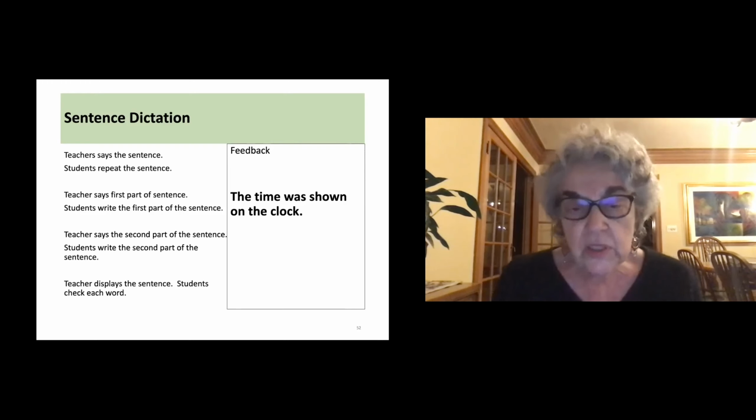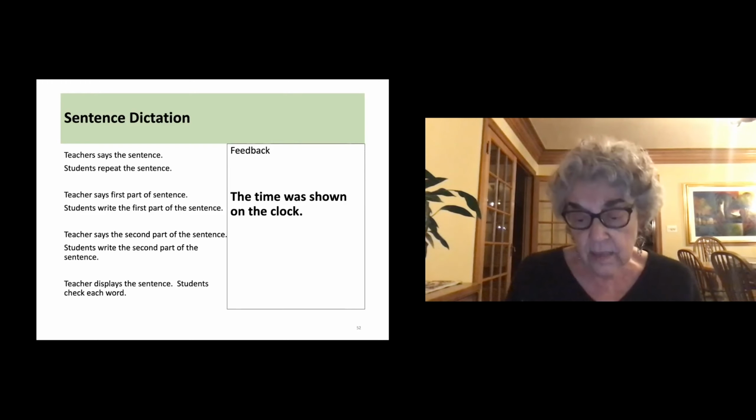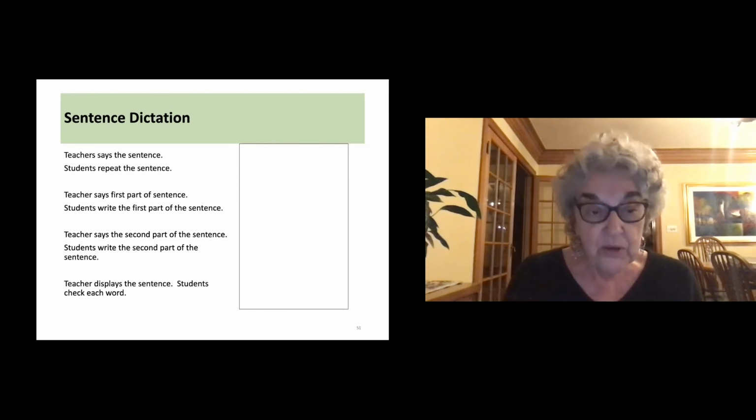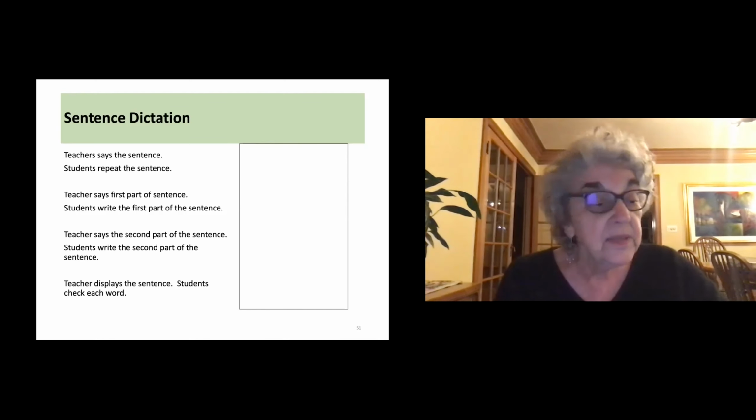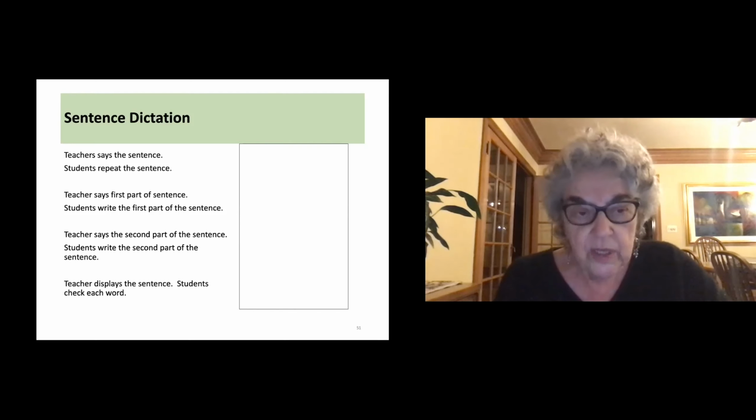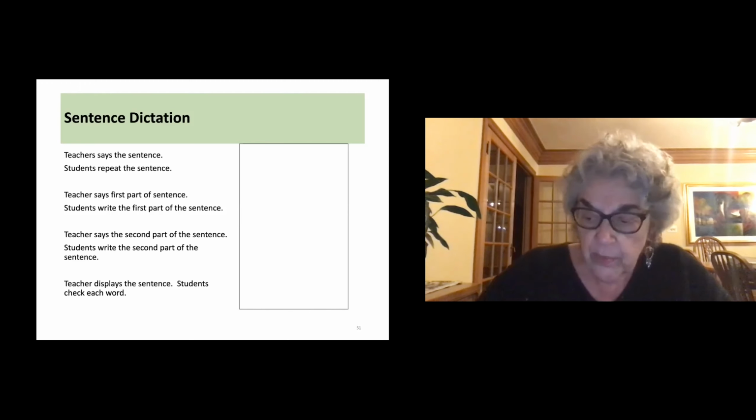And then the students are dictated a sentence. Let me back up and model that. So today our sentence is this, listen. The time was shown on the clock. Can you say that? The time was shown on the clock. The first part is the time was shown. Say it. The time was shown. Write it on your paper.